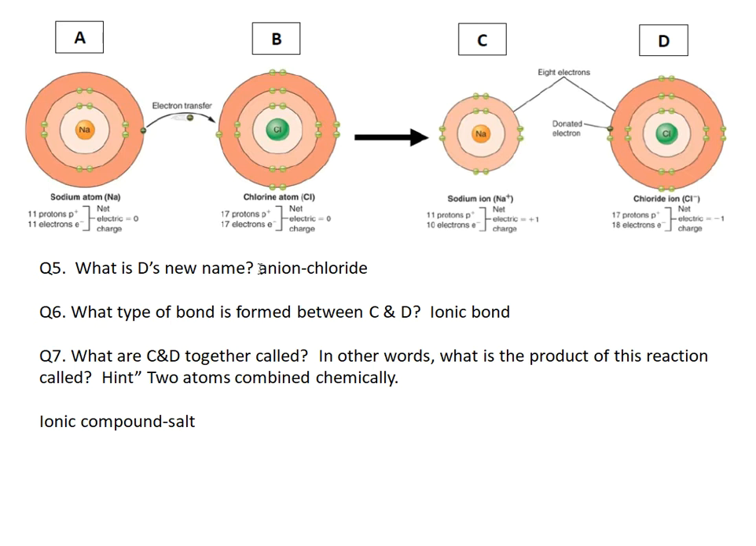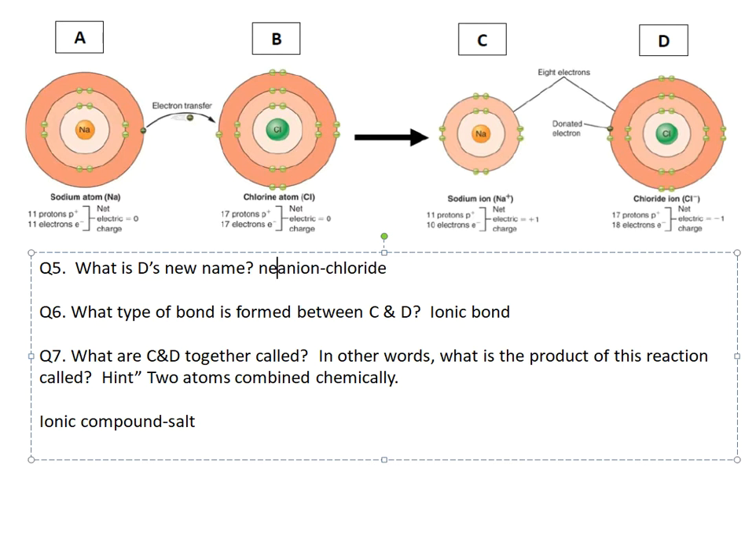I'll put in here, it is a negatively charged ion, which is also called an anion. And it is no longer a chlorine atom, it is a chloride ion. By convention, we change the ending of the name of the atom, adding IDE when it is a negatively charged ion. So it was a chlorine atom, it is now a chloride ion.